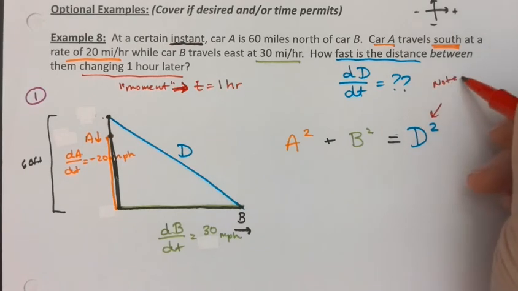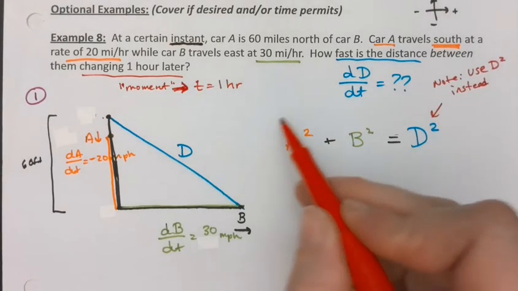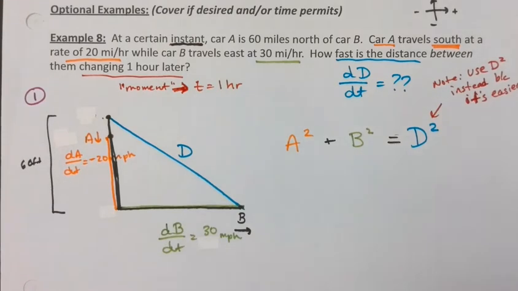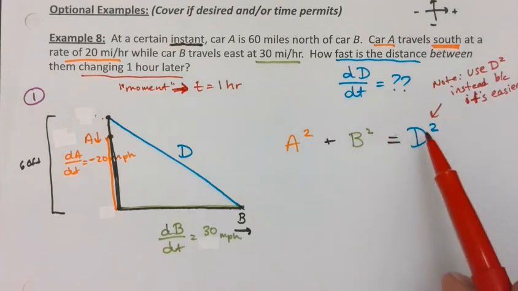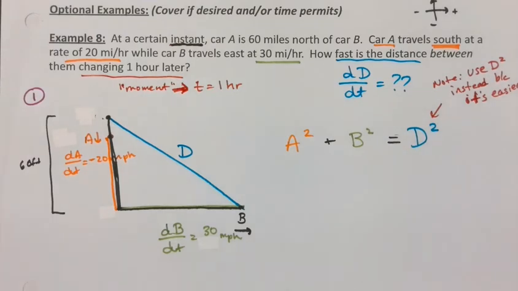Note, use D squared instead of D. D involves a square root. It'd be the square root of this whole side. And that's just more difficult to take the derivative of. All right, so we will frequently do this. We generally don't work with distance because distance has a giant square root in it. So we generally work with distance squared. It's fine because we'll be able to get dD/dt out of it, which is all we really want. All right, so there's step 2.